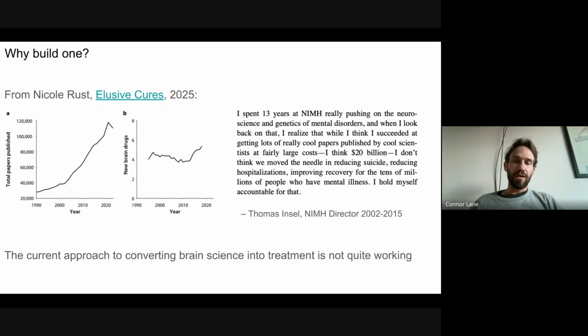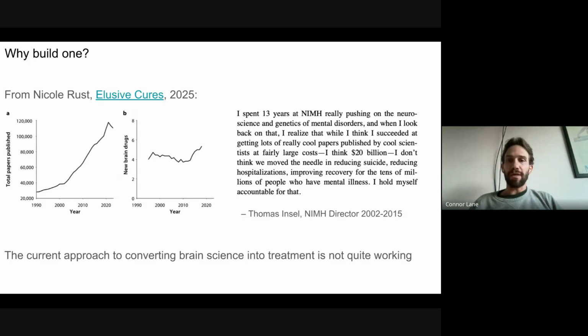So this is some quote and figures from a recent book, which is pretty good, called Elusive Cures, from a prominent researcher in neuroscience, Nicole Rust. And she makes this figure in her book, which shows on the plot on the left, there's lots of papers being written every year on new, interesting neuroscience findings, but these are not really being translated into new treatments or new drugs to actually impact people's brain and mental health. So why is this happening? What's wrong with the current approach in neuroscience, and why isn't it translating into actual clinical application?